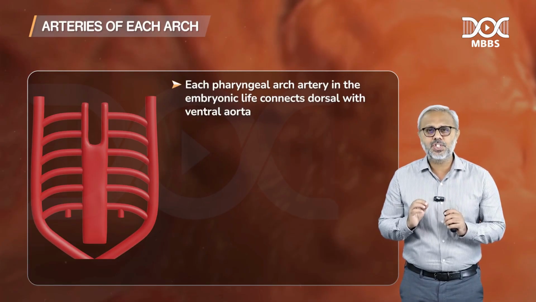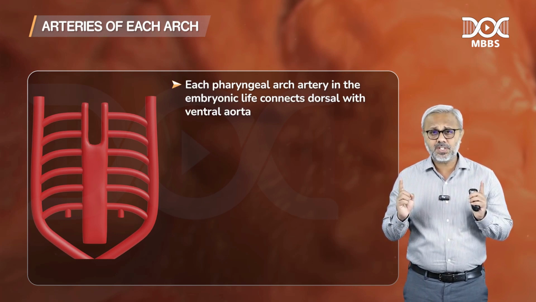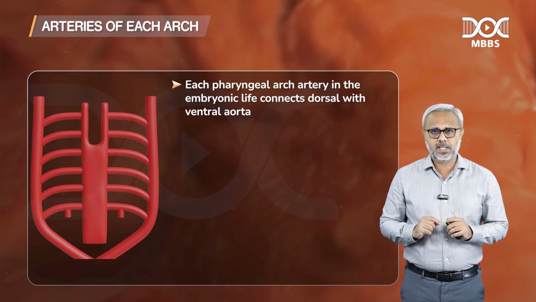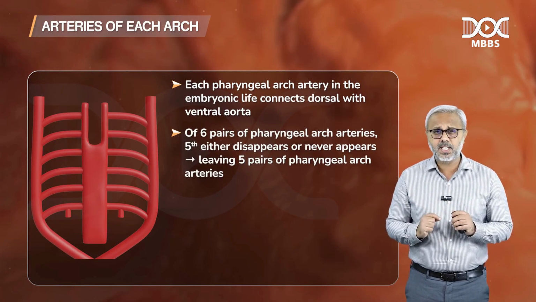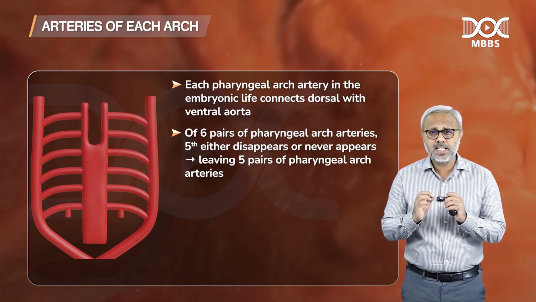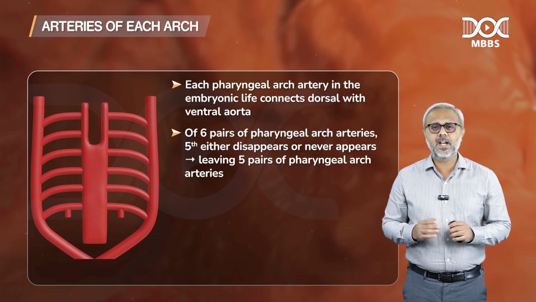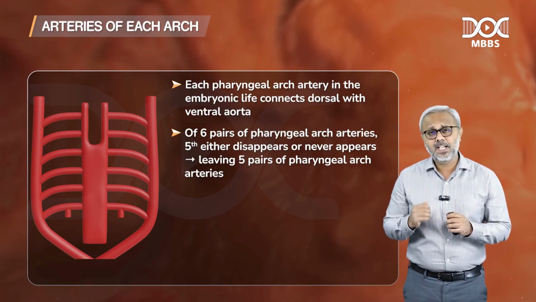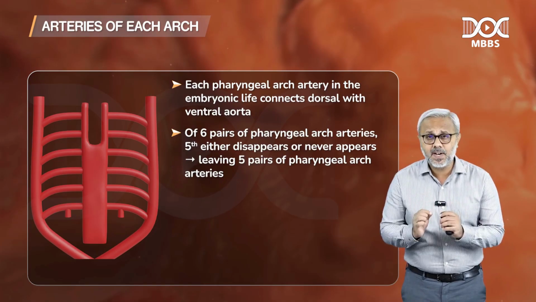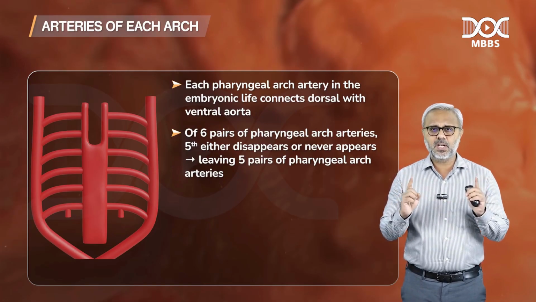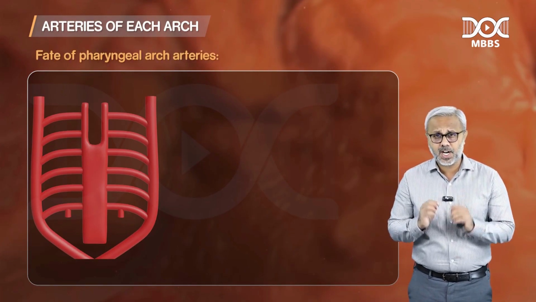So, each pharyngeal arch artery in the embryonic life connects the dorsal aorta with ventral aorta. Again, we have 6 pairs of pharyngeal arch arteries. Usually the fifth one either disappears or never appears, right. So, ultimately we are left with 5 pairs of pharyngeal arch arteries which connect the ventral aorta with 2 dorsal aortae. Now, what is the fate of each pharyngeal arch artery?